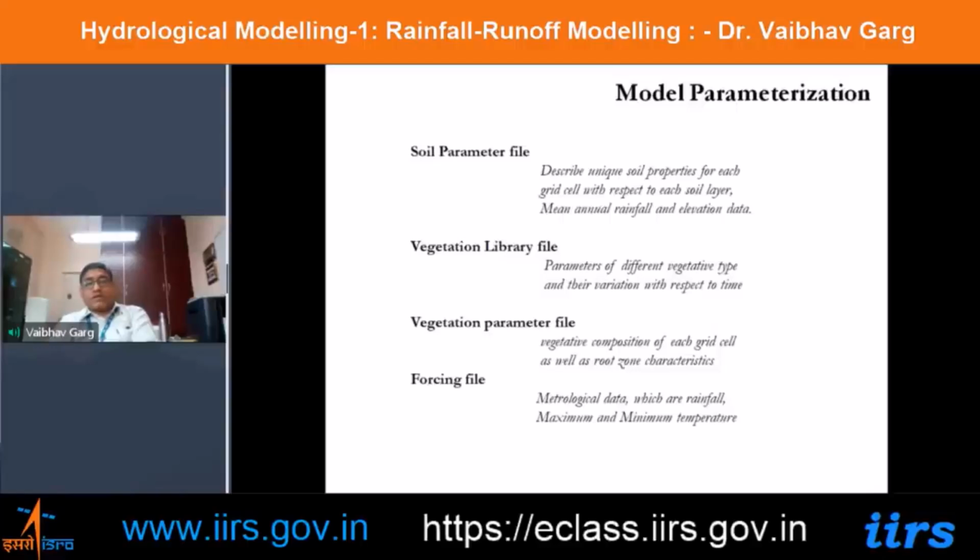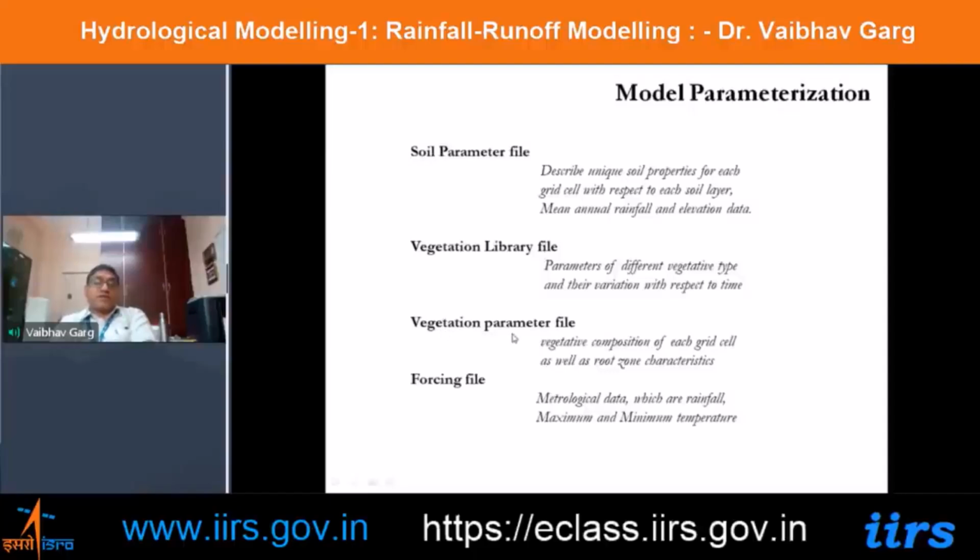For running this model, we have to generate certain input files, such as the soil parameter file, which describes the unique soil properties for each grid cell with respect to each soil layer, and the mean rainfall and elevation data. In the vegetation library file, you have to define the parameters of different vegetative types and their variation with respect to time. So here we are giving how the vegetation characteristics or properties change with time. So temporal information we are providing in the vegetation library.